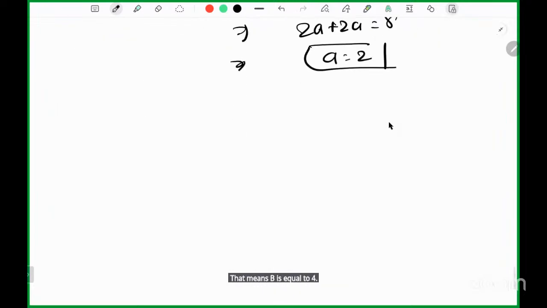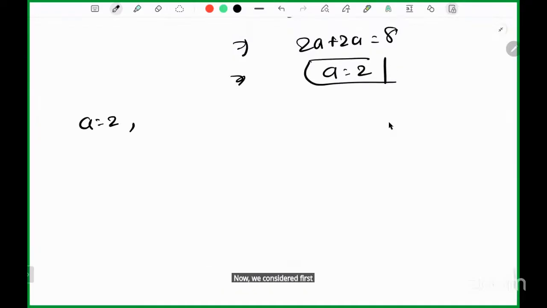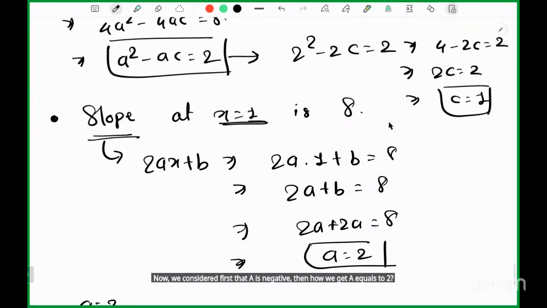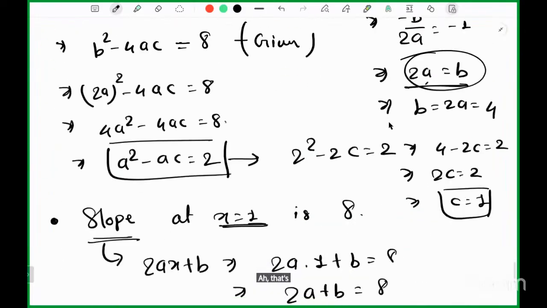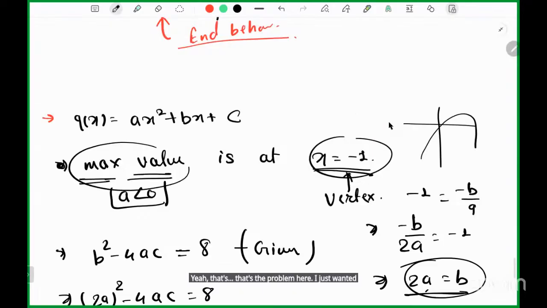Ma'am, we considered first that a is negative. Then how do we get a equals 2? That's also a correct thing. So that also means we solved this question.